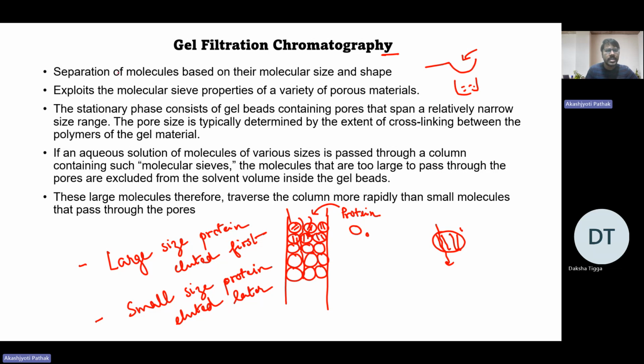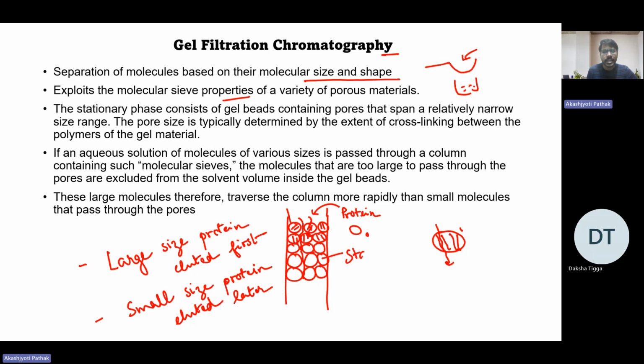So basically the separation of the molecules is on the basis of size and shape. Remember this, and the principle it is exploiting is the molecular sieve properties. Why is it exploiting the molecular sieve properties? Because these resins have pores of different sizes. And this is your stationary phase.